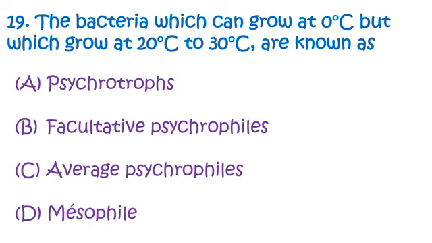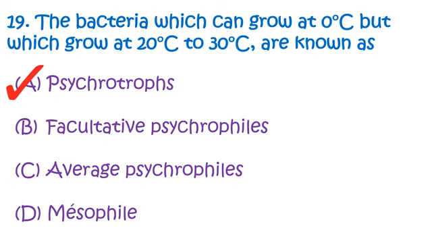Question number 19. The bacteria which can grow at 0 degrees Celsius but which grow best at 20 degrees Celsius to 30 degrees Celsius are known as, options are A psychrotrophs, option B facultative psychrophiles, option C average psychrophiles, option D mesophile. And the correct answer is option A psychrotrophs.